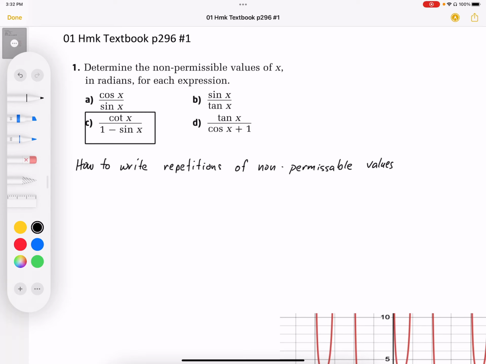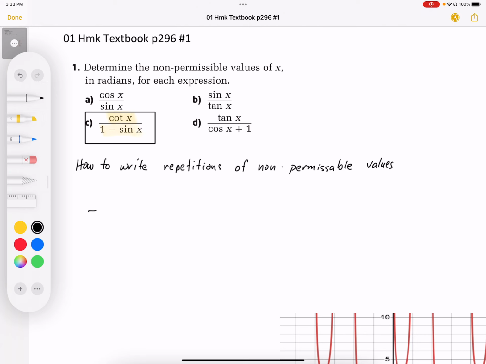We're going to take a look at question number 1C and look at how to write the repetitions of non-permissible values. So the first thing is we need to recognize where we're going to get non-permissible values, is whenever we have a divide by 0. So anywhere there's a denominator, we need to look at the possibility of that equaling 0. So cotan has a denominator, so we have to worry about that. And we also have to worry about the 1 minus sine x being equal to 0.